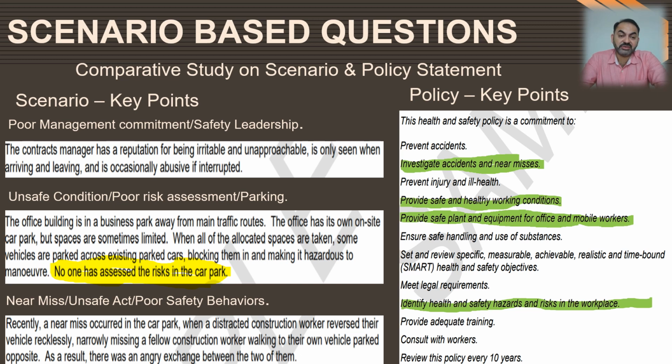So if we look at the first key point in scenario, poor management commitment, safety leadership, and it is clearly shown by the management style of the contracts manager that he is not at all approachable and he's got an irritable behavior. He's unapproachable, and even if you somehow approach him, he is using abusive language and he doesn't like to be contacted by employees on site. So this shows a very poor leadership. This shows a very poor management commitment.